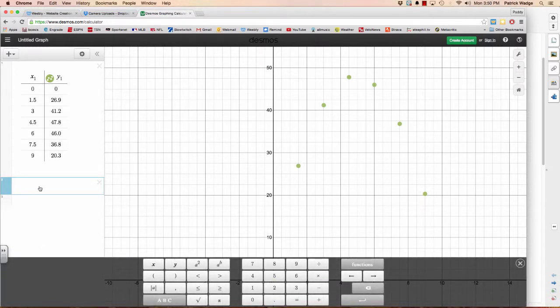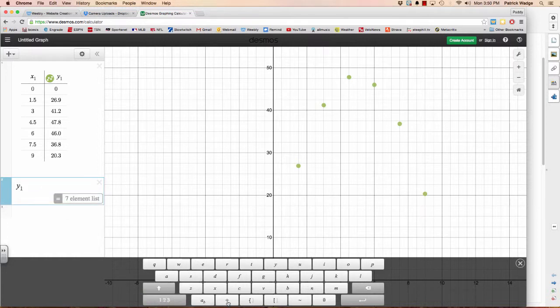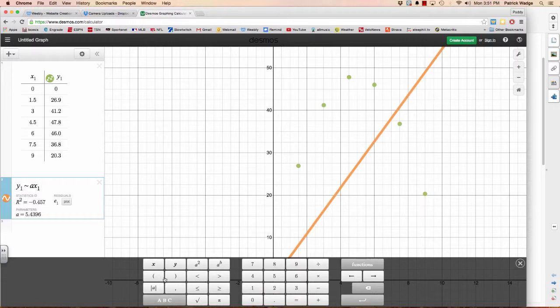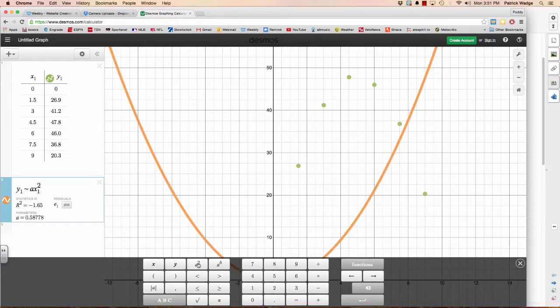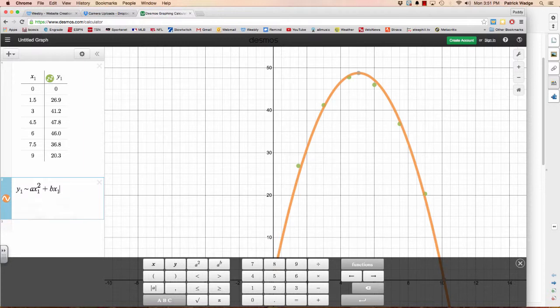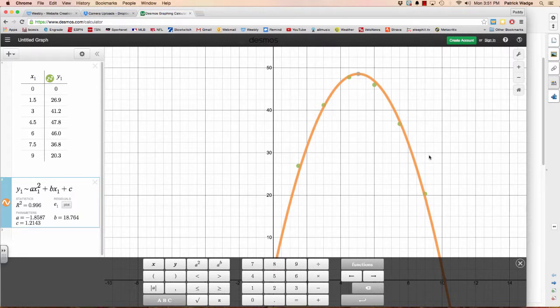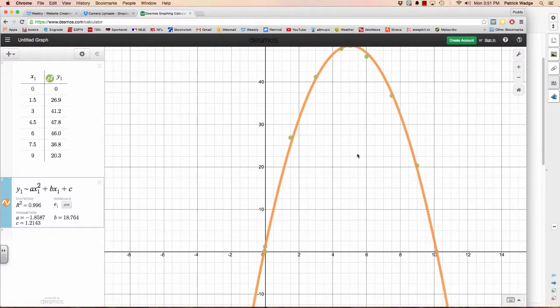So what we're going to do is write it in the regression. So we put y1, and we don't put equals, we put this symbol right here, the regression symbol, and we're going to write this in general form. So we're going to put ax squared plus bx plus c. So a x1, and we need to square that, a x1 squared plus b x1 plus c. That's the general form of a quadratic equation. And as you can see, we get this parabola showing up, and it's doing a really nice job going through most of those points. I think we have what we need here.